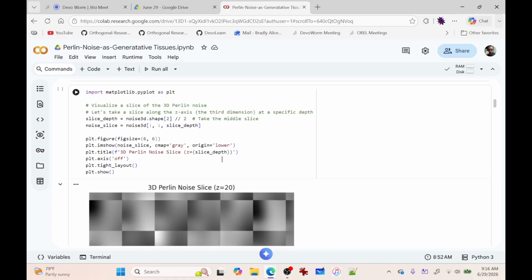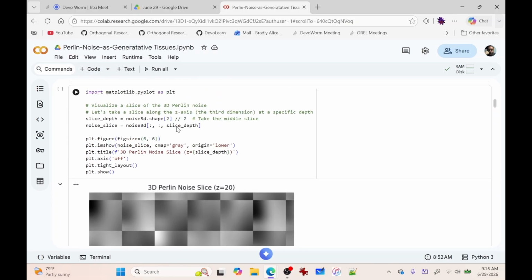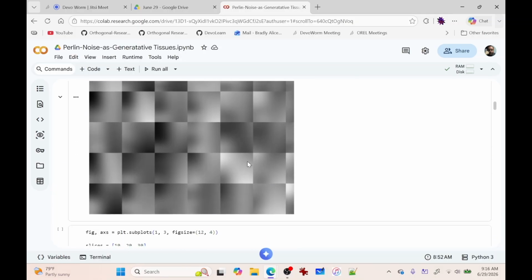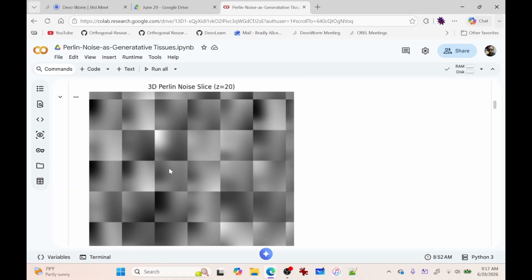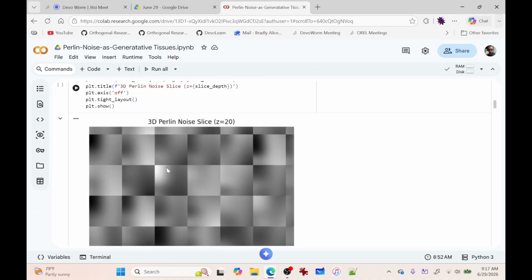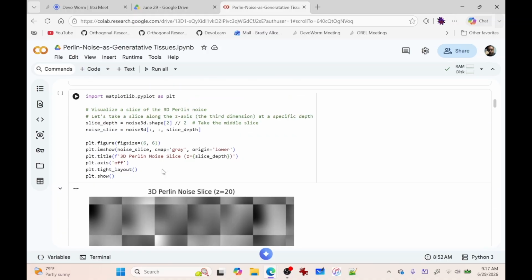So now we're going to visualize a slice of the 3-dimensional Perlin noise. This is where we have the three-dimensional noise slice. I'm not sure what it was doing. I guess it was taking a slice through the 3-dimensional surface, and it looks like this. I'm not sure this is quite what I want, but it does give you what it would look like in 3 dimensions. I think this is a z of 20, so the z dimension has a value of 20.